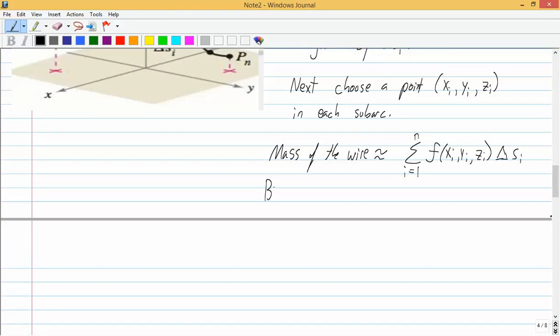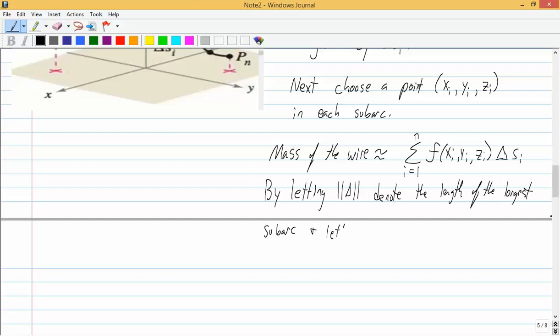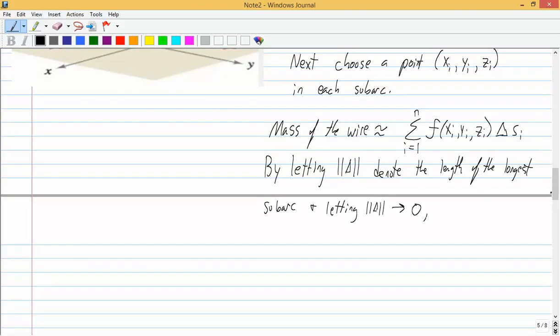Okay, by letting the magnitude of delta denote the length of the longest subarc, and letting the magnitude of delta approach zero, the limit of this sum approaches the mass of the wire.